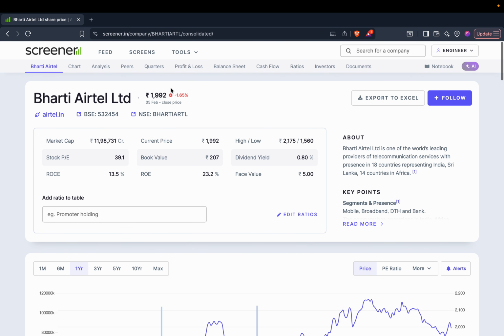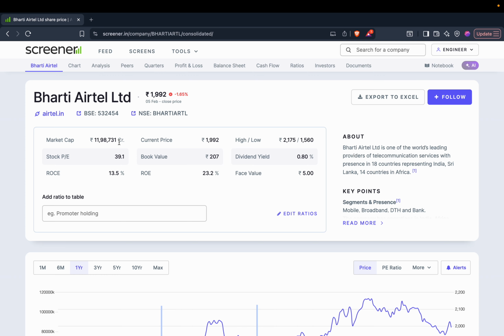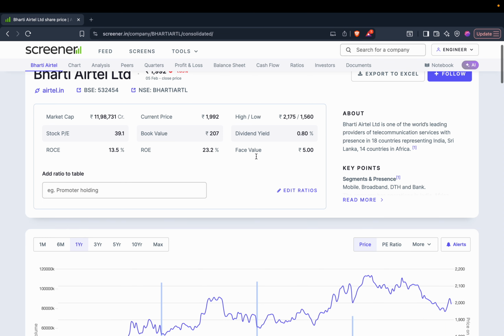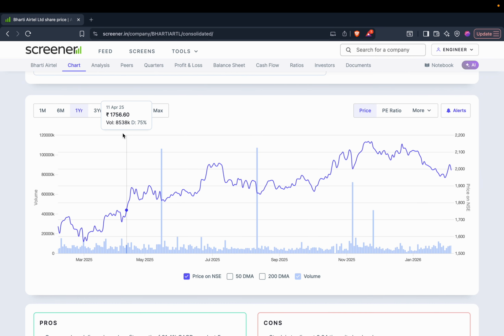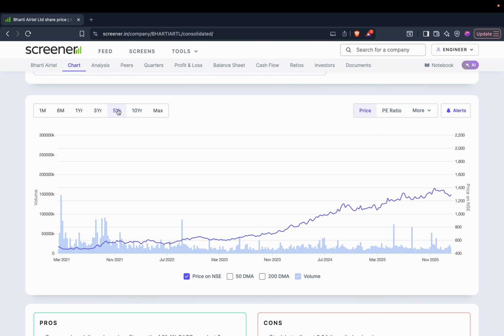Then you can look at the current market price, the market cap of the company, the stock's P/E, return on capital, ROE, return on equity, current price, book value, highs and lows, like the 52-week highs and lows, dividend yield, face value. Then you can look at the chart of the company for 1 year, 3 year, 5 year, 10 year.